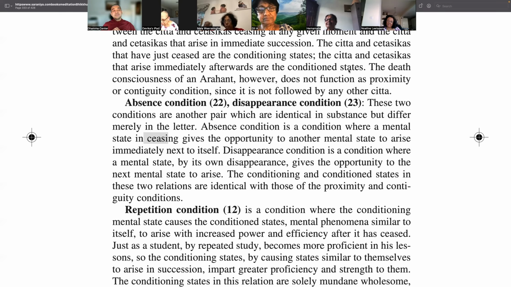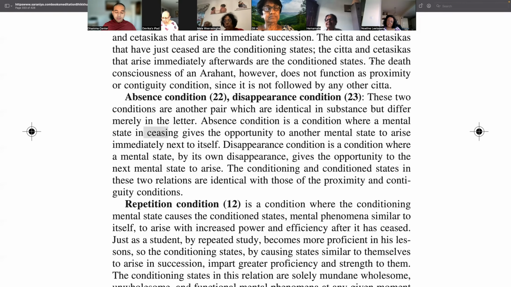Yes, Mark. Bhante, in one of the books I read, they give this example. Absence condition is like when a king dies, and the heir to the throne takes over and becomes the king. And disappearance is like the king doesn't die, but he gives up his kingdom and goes to the forest to meditate. That's the example they have given. Okay, where was that example? In Nina van Gorkom. Okay.